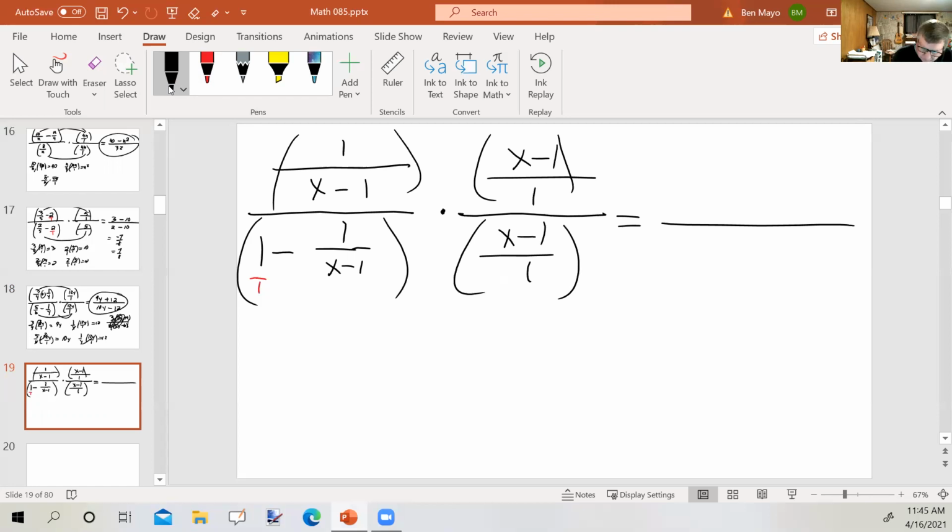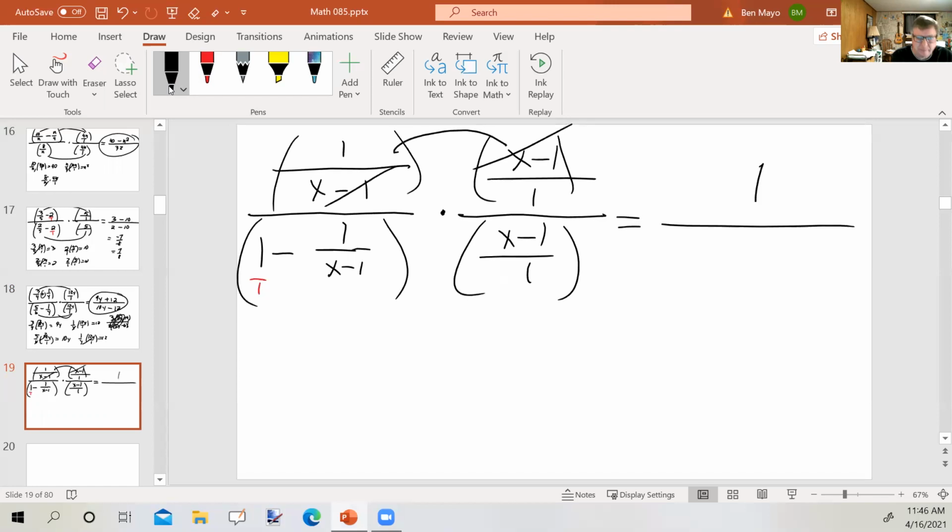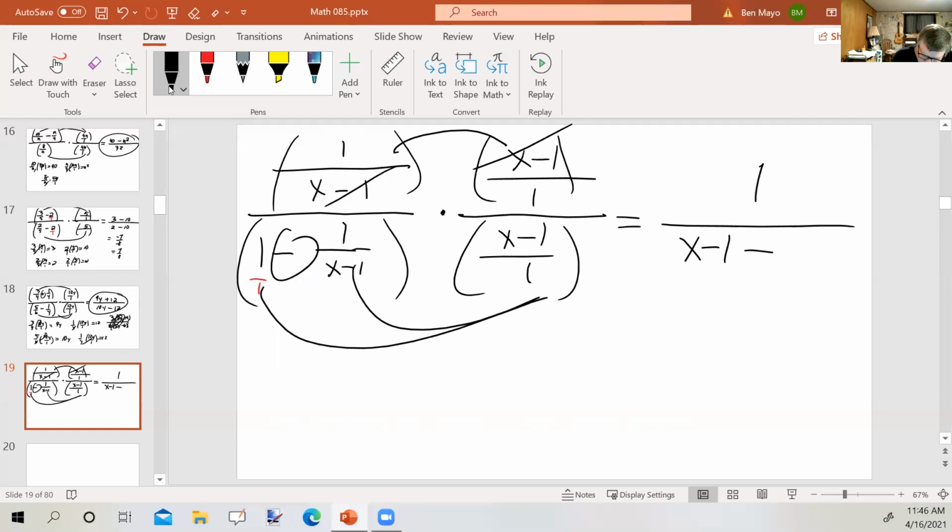Okay. On top, 1 over x minus 1 times x minus 1 over 1 reduces down to just 1. In the bottom, 1 times x minus 1 over 1 is x minus 1. Okay. And then minus 1 over x minus 1 times x minus 1 over 1 reduces down to 1. So I get 1 over x minus 2.